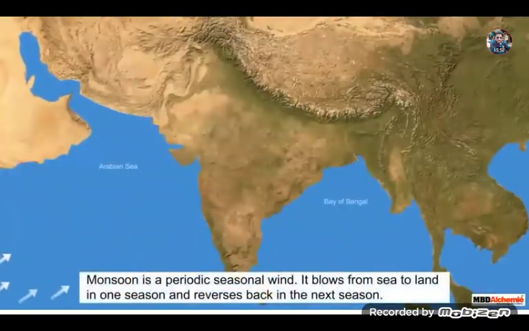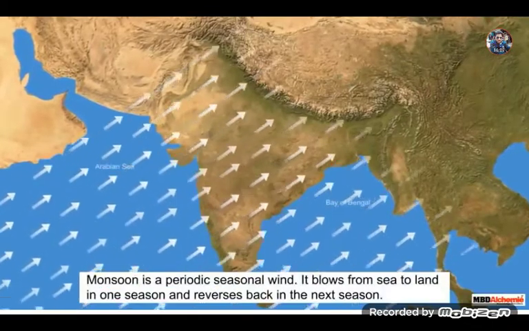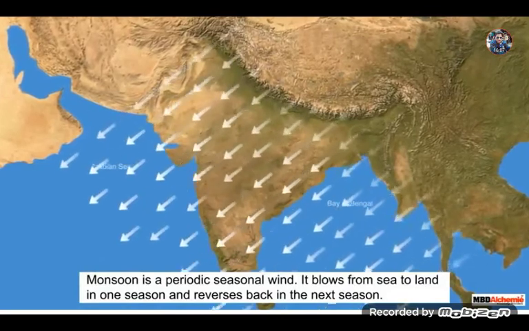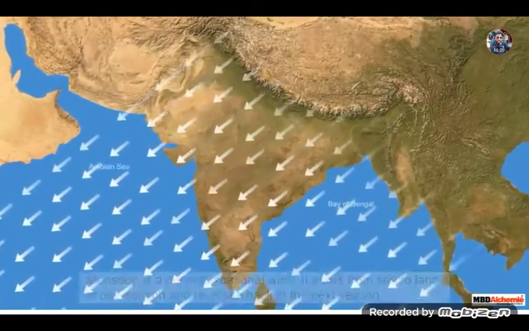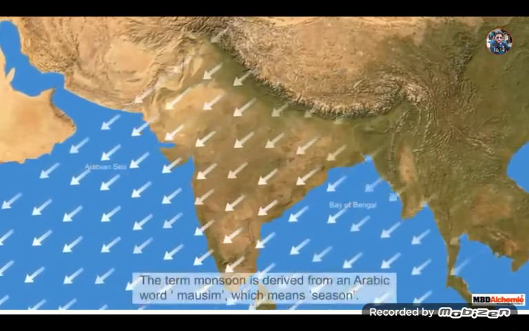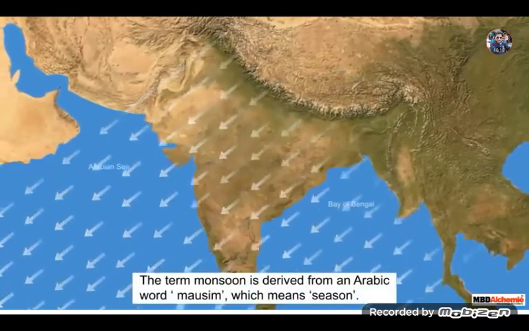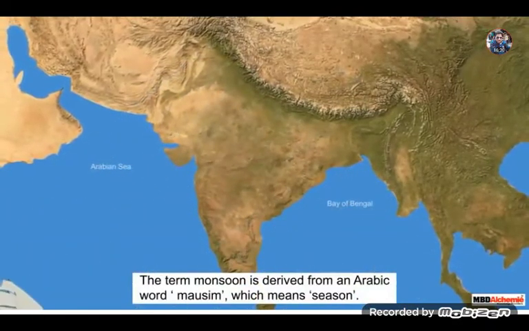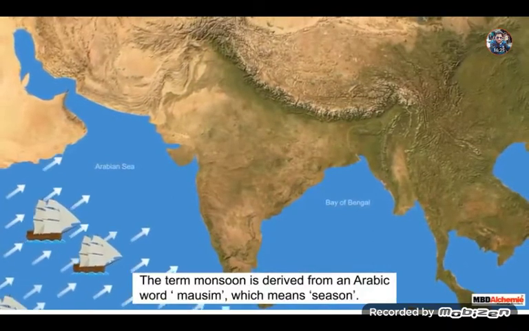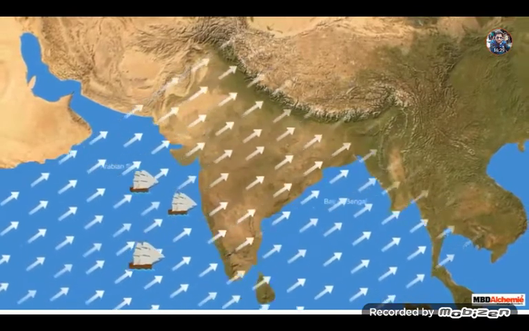Monsoon is a periodic seasonal wind that comes from sea to land in a particular season and completely reverses back with the change in the atmospheric conditions in the next season. It is a typical yet dominant feature of the Indian climate. The term monsoon is derived from an Arabic word, mausim, which means season. In olden days, the sailors found this wind convenient to set their sails in the direction of the wind. They used to save their fuel and time by doing so.